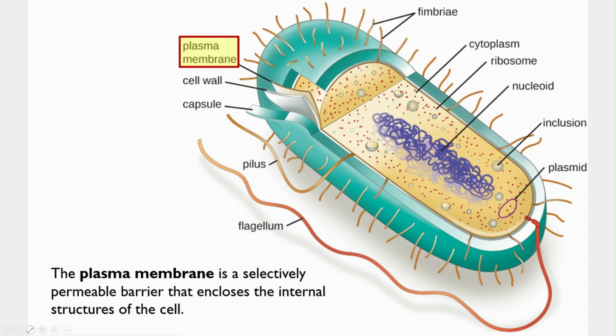We've already kind of discussed the plasma membrane. The plasma membrane is the membrane that houses the cytoplasm and all of the cell's inner contents. It's a selectively permeable membrane or barrier that encloses the internal structures of the cell. So essentially, the plasma membrane acts as the gatekeeper that decides what sort of nutrients or products go into the cell and what sort of toxins or other things are excreted outside of the cell.